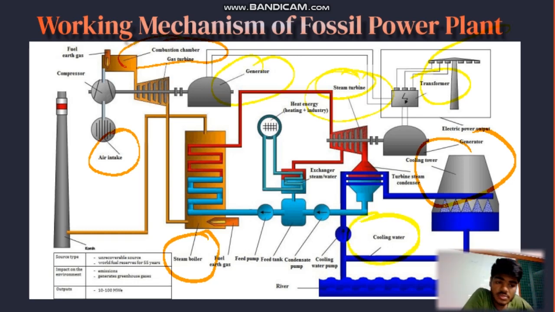During the steam turbine process, the steam loses some of its energy and condenses back into water. This water is then cooled down by the cooling water system, typically sourced from a nearby river or ocean.